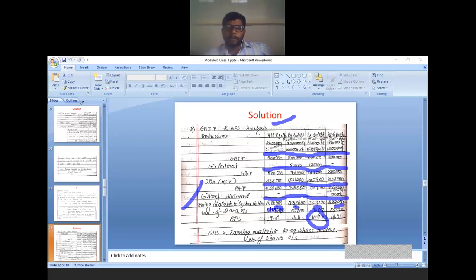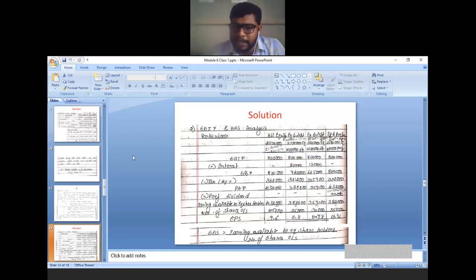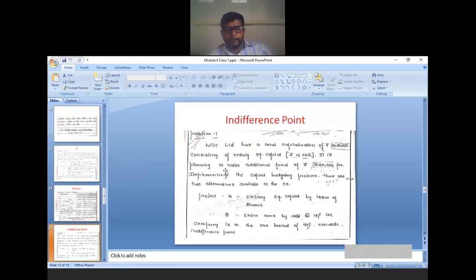So this is the problem relating to EBIT and EPS analysis. Problem is simple but not that easy. You have to identify debenture capital, preference share capital, as well as number of equity shares correctly. Otherwise, from the beginning itself you will make the mistake. So be careful. So this is the EBIT EPS analysis problem. Then we will go to the next concept, that is indifference point. So indifference point is not that important from exam point of view.